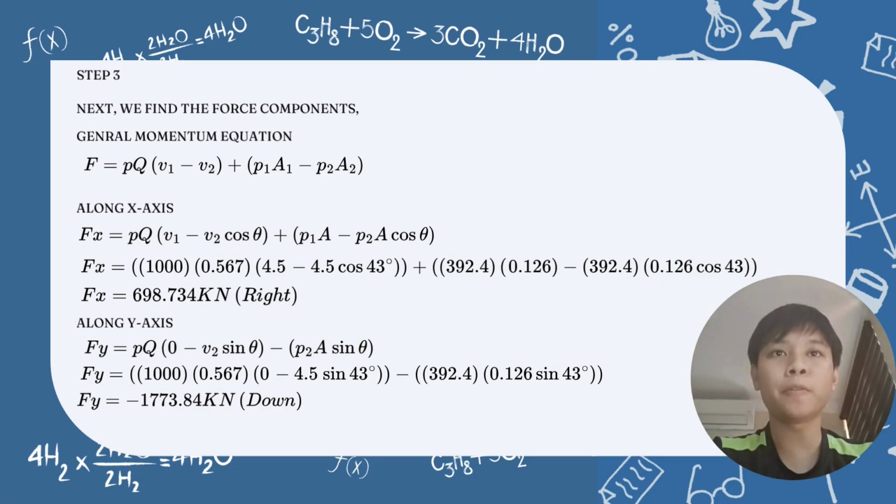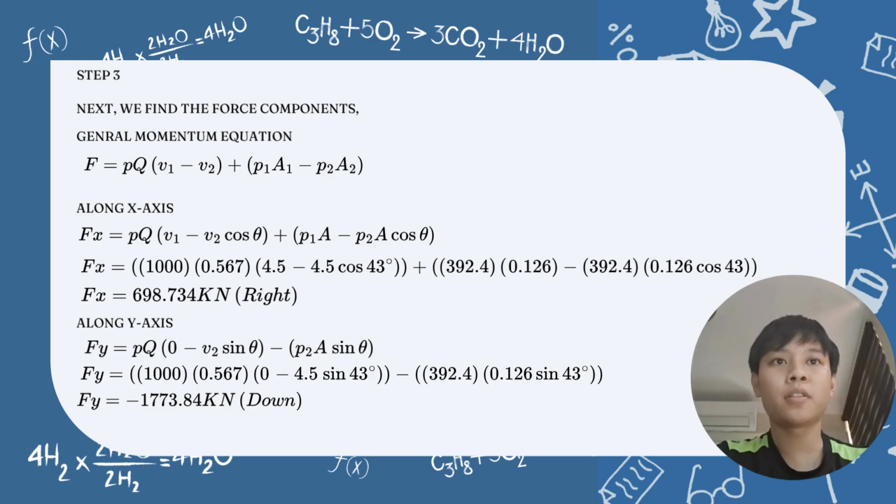After we found the value for flow rate and pressure, we can continue to calculate the force along x-axis and y-axis. For the general momentum equation, we need to calculate rho Q times (v1 minus v2 cos theta) plus p1A1 minus p2A2. The term rho Q times (v1 minus v2) represents the change in momentum flow. Meanwhile, the term p1A1 minus p2A2 represents the net force due to pressure.